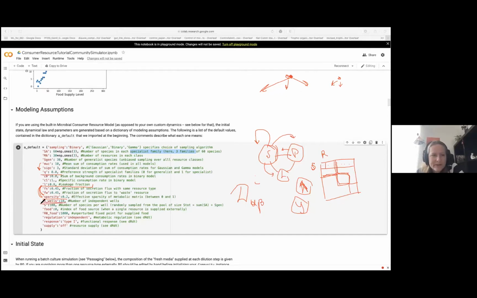This parameter is basically specifying how many independent simulations you want to run in one batch. S specifies how many species you want to put in a given well simultaneously.